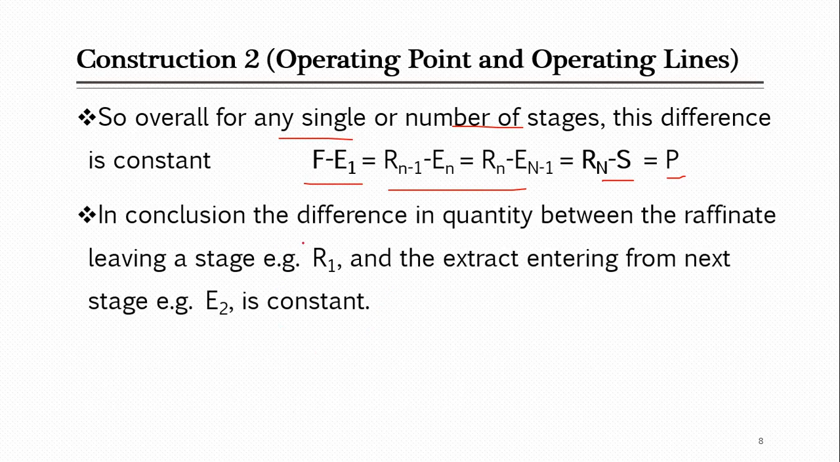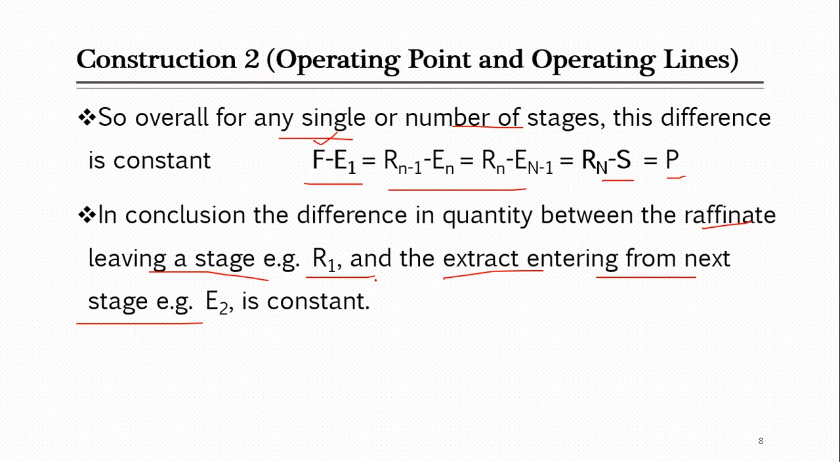So overall you can conclude that it is the difference in quantity between the raffinate leaving a stage, as I told you, this is something which is rich in carrier, so we call it raffinate most of the time, except this is feed. Actually feed is also rich in the carrier, so I am not calling it only raffinate, because you can get confused, thinking this is feed, how is it raffinate. So just consider something which is rich in carrier minus something which is rich in solvent.